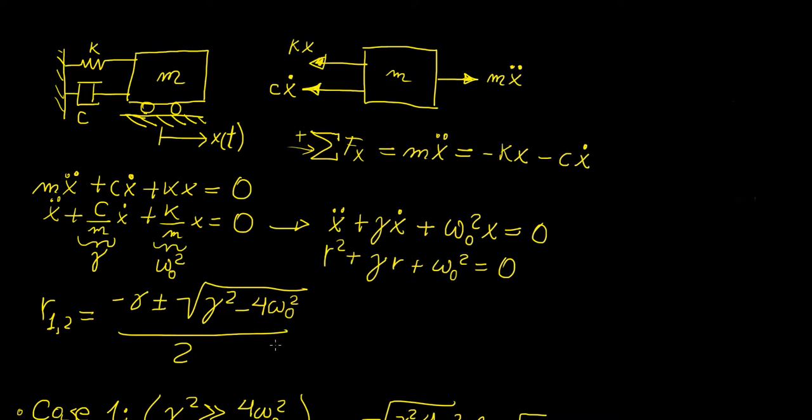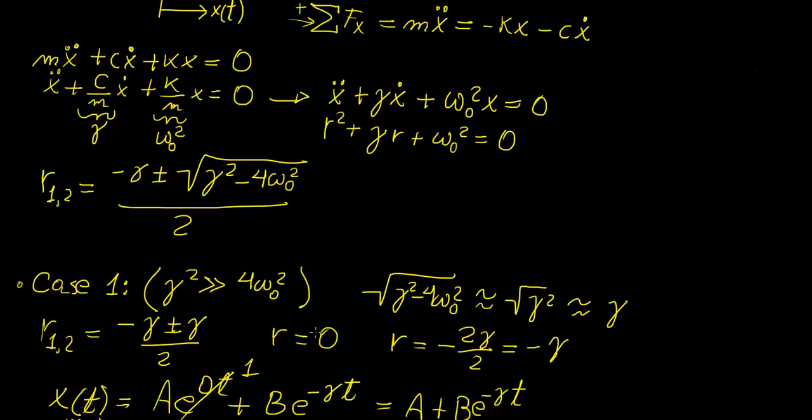What's interesting about this system is that we're actually going to have three different types of solutions. It's going to depend on the value of this thing over here, which we call the discriminant of the quadratic equation. So let's consider a few cases. Case 1. We would consider the damping factor to be a lot larger than the natural frequency of the system. And what that essentially means is that this would be extremely large compared to that.